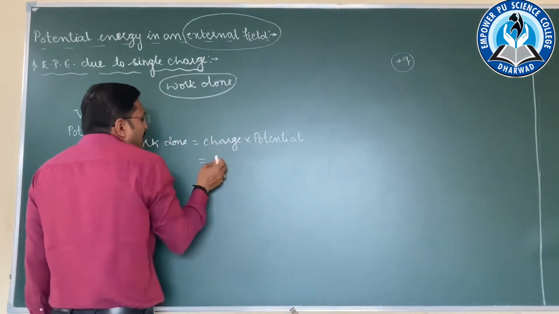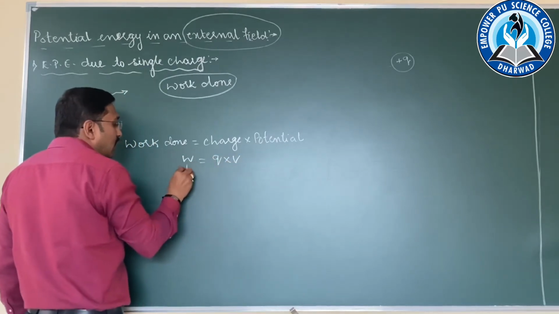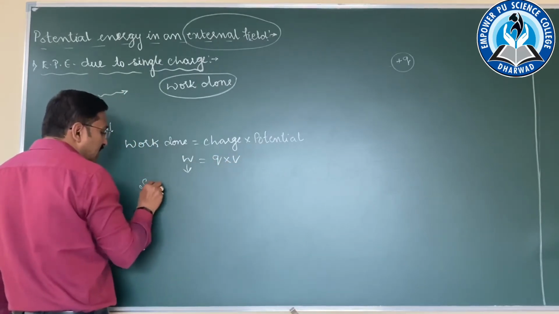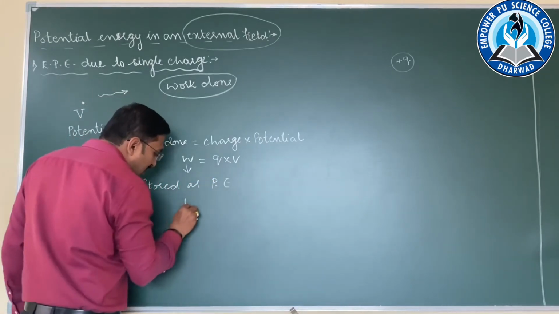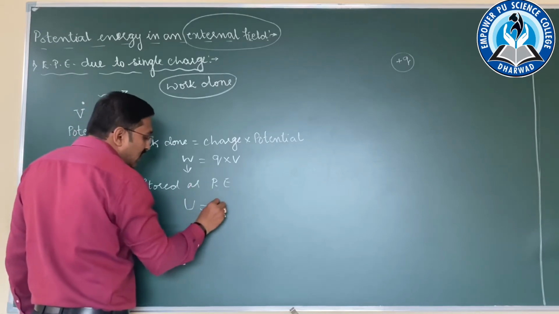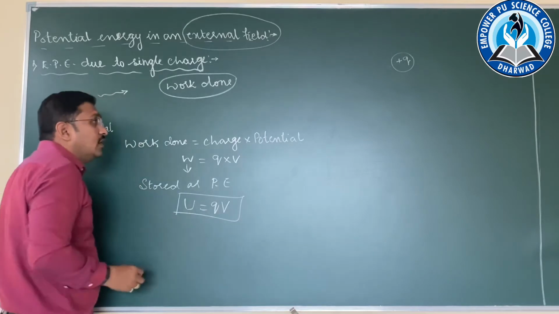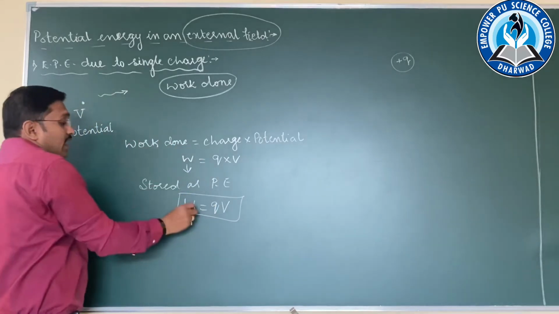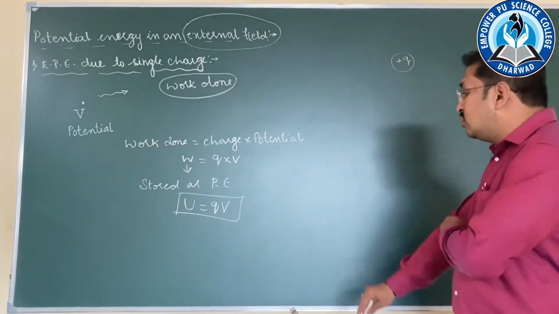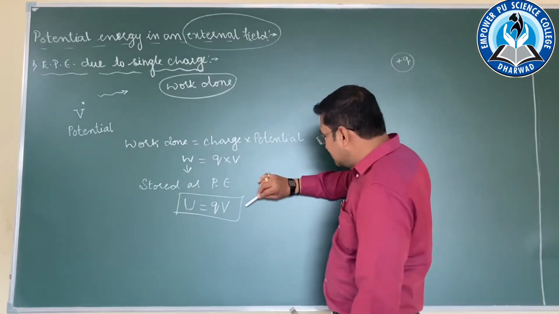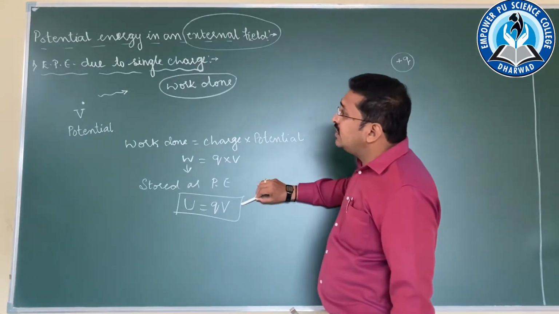This work done, if I say Q into potential V, this is the work done. Now this work done is stored as potential energy. Therefore Q into V is the potential energy of a single charge. So U equals Q into V.